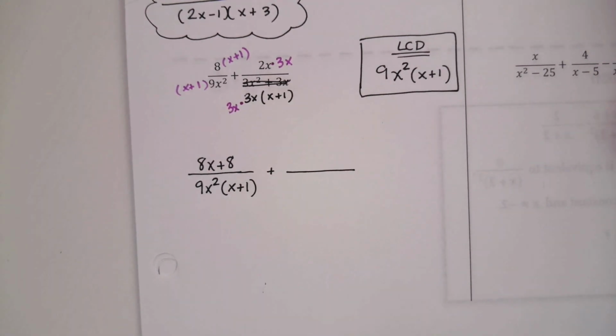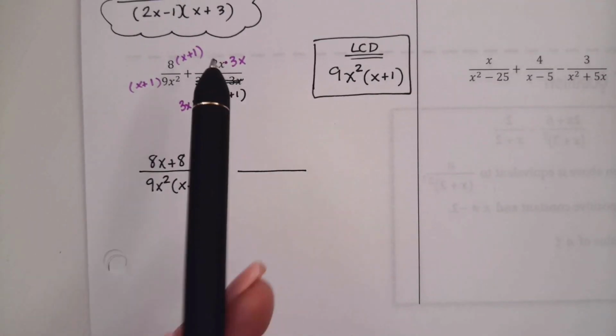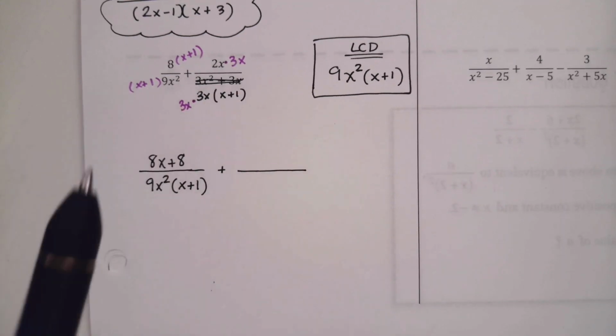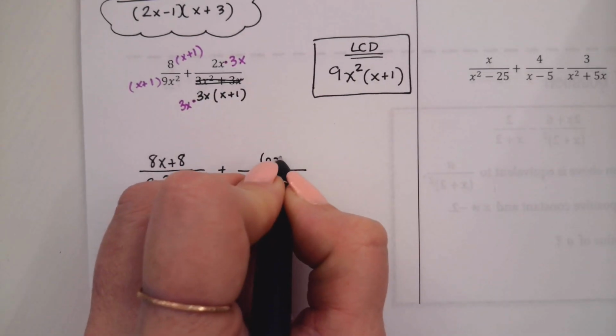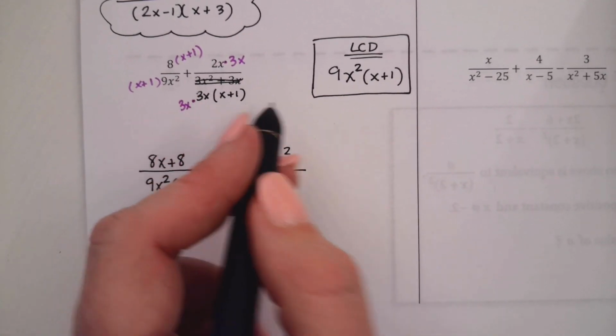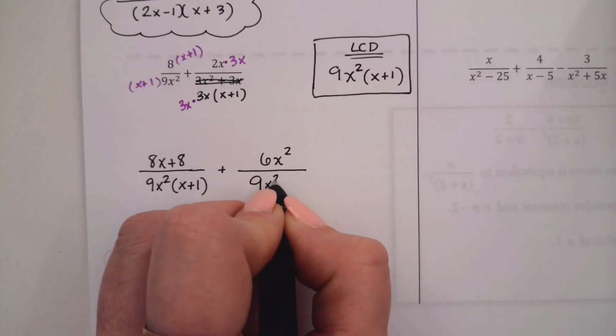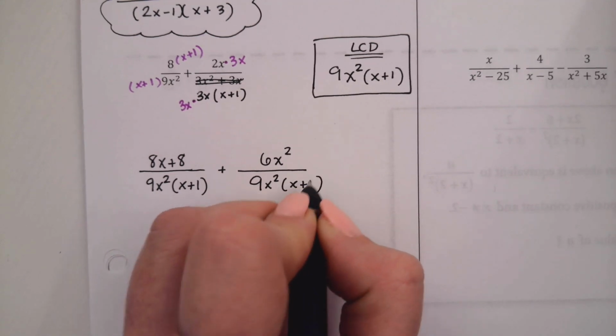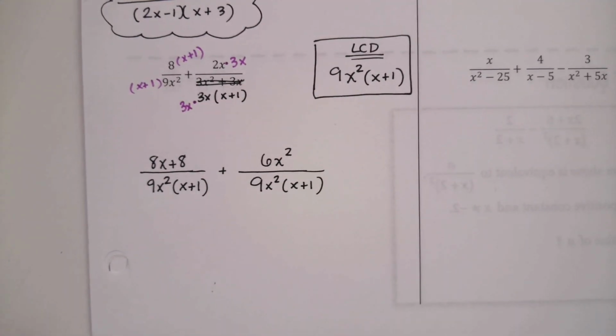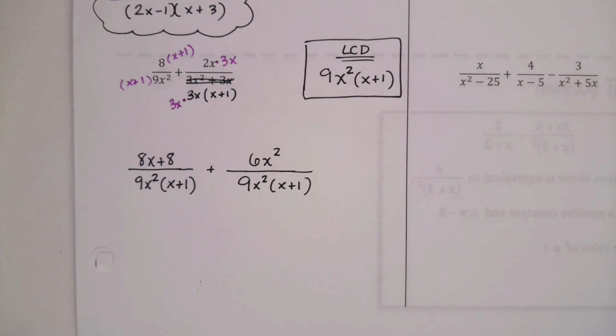Okay, and then my new numerator on the second one, 6x squared. 2x times 3x would be 6x squared. And again, we'll keep that denominator the same. It should be the LCD now, 9x squared times x plus 1. All right, and again, remember when you add fractions, which part are you adding? The numerator. What happens to the denominator? It stays the same.